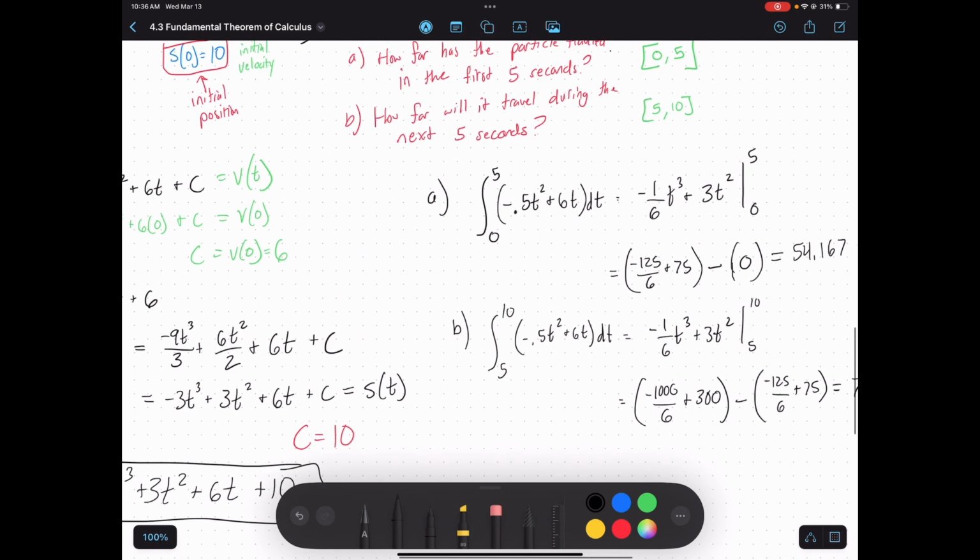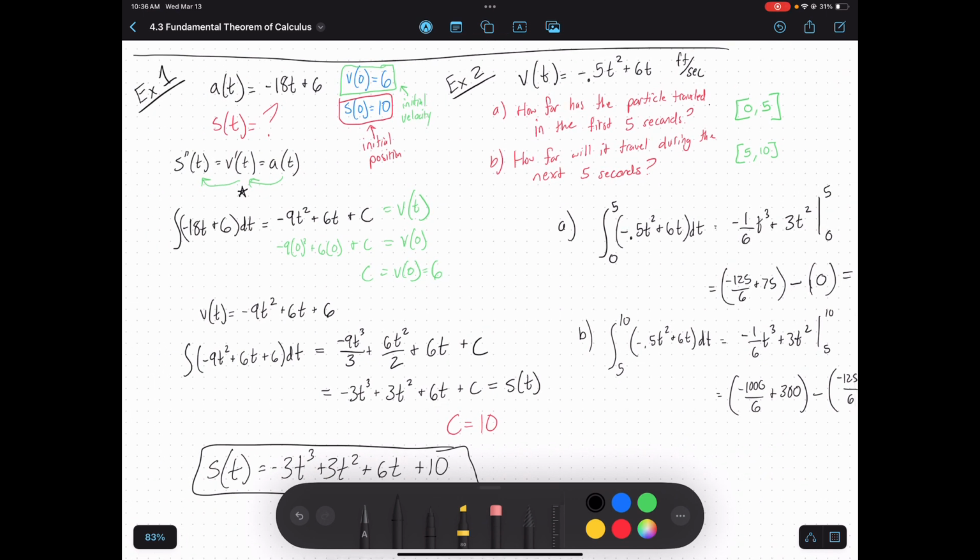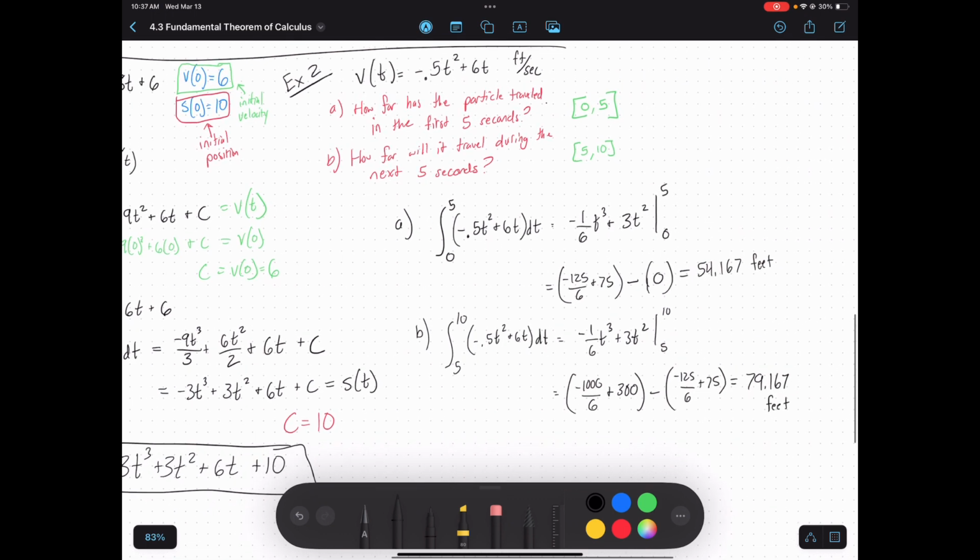So I wanted to go through both of those examples because it's a great way to look at whether this is an indefinite integral or a definite integral. Your key difference is, does it give you bounds? If it gives you bounds, you're doing a definite integral, like example 2.